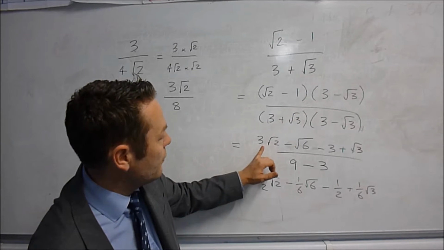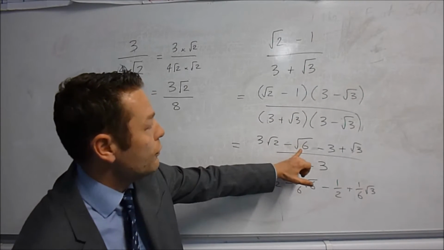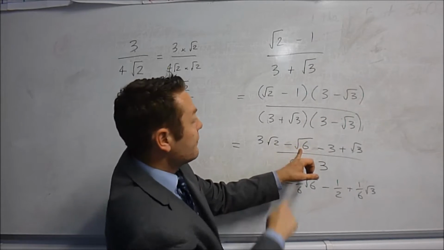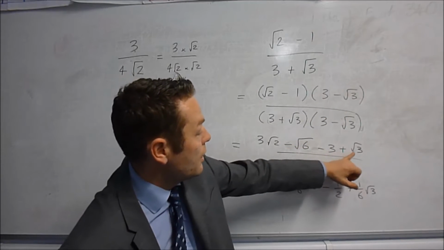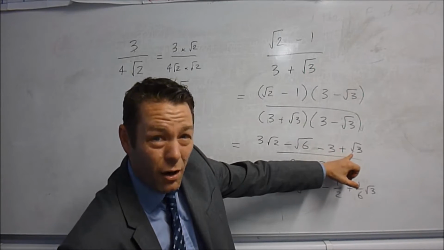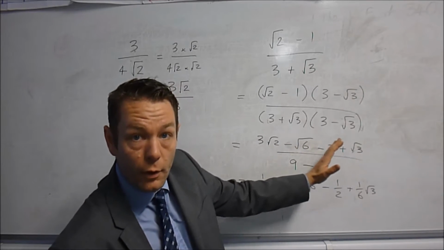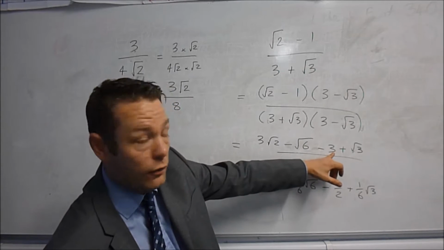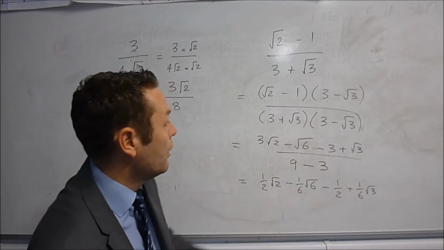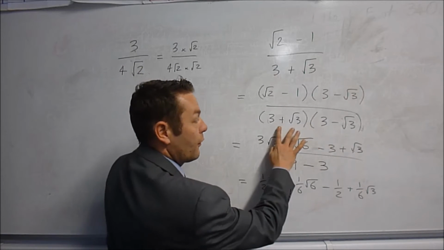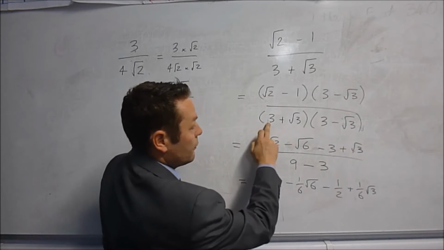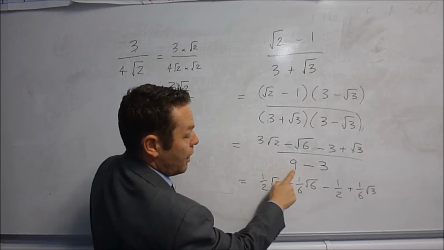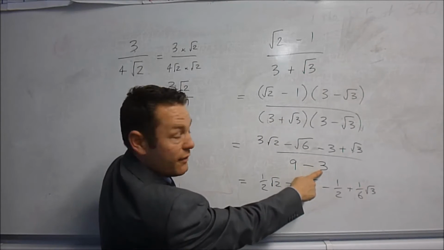Top expands to 3 root 2 minus root 6. Root 2 times root 3, root 6. Then you've got take away 3 plus root 3. Because all 4 terms contain either a different surd or not a surd at all, they've got to stay separate. On the bottom, nice and easy, we've got the difference of 2 squares. So 3 squared take away root 3 squared. So 9 take away 3 leaves you with 6.